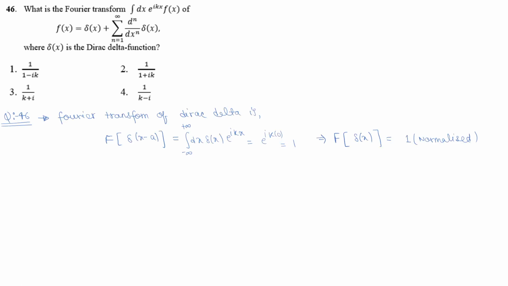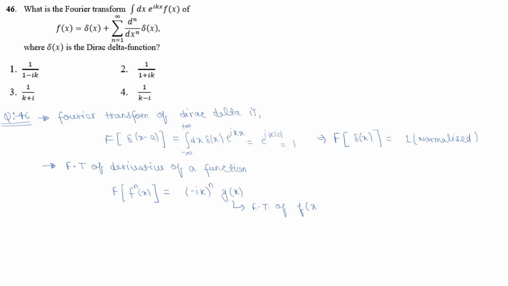First of all, we should know what is the Fourier transform of a Dirac delta function. If you see, the Fourier transform of any function is given by this formula: minus infinity to plus infinity dx delta of x e raised to power iota kx. Since it is a delta at x equal to 0, its Fourier transform will be 1. So the Fourier transform of a single Dirac delta function is 1.